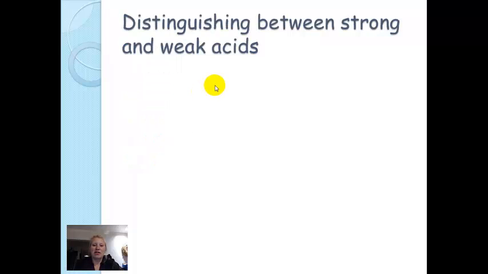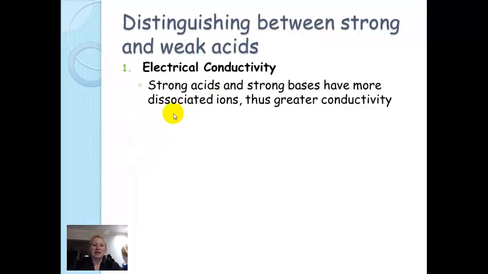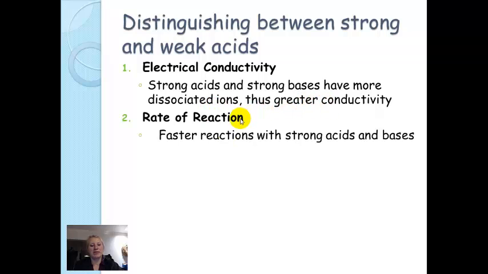So how do we tell the difference between a strong and a weak acid? Well, the first thing we can do is test its electrical conductivity. Strong acids and bases have more dissociated ions, and remember, ions conduct electricity. So the greater they dissociate, the better they conduct. The second thing you can measure is the rate of reaction. So strong acids and bases are going to react faster.